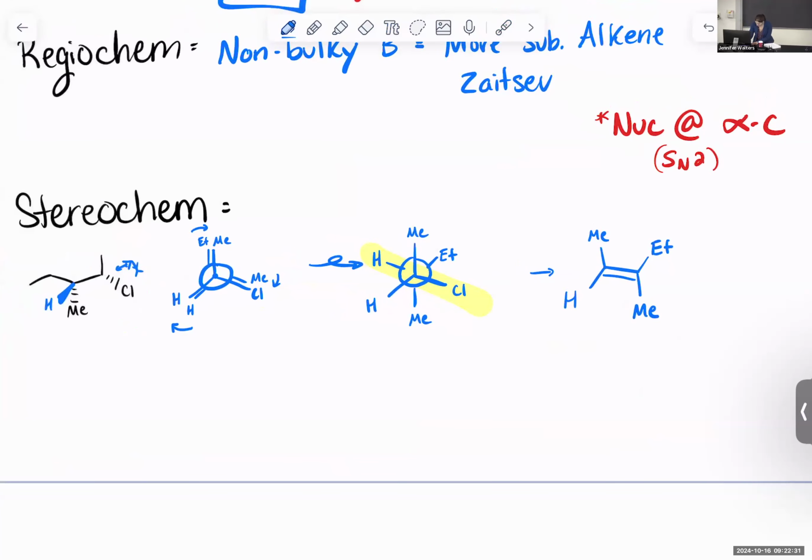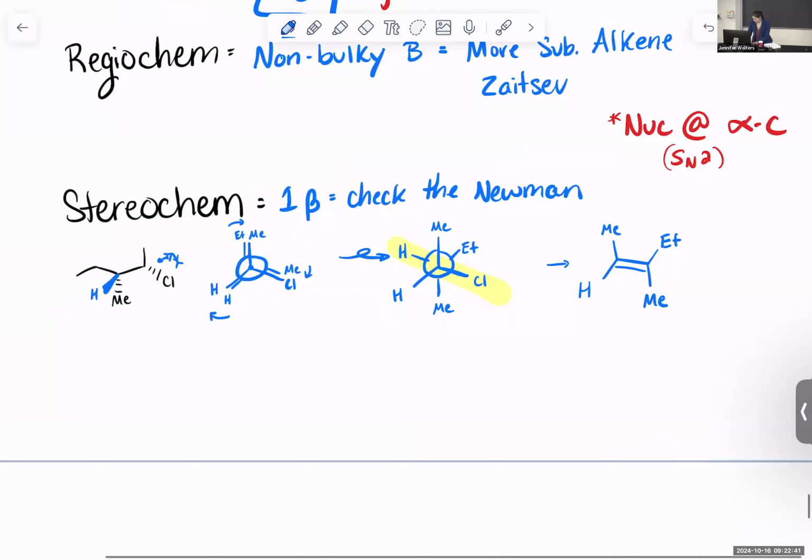So the stereochemistry consideration was: we had one beta hydrogen, which means check the Newman projection to know confidently that we're going to get the Z alkene. Because if you have one beta hydrogen, it could be E or Z, right?